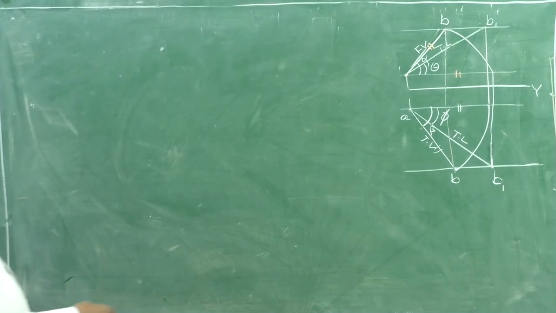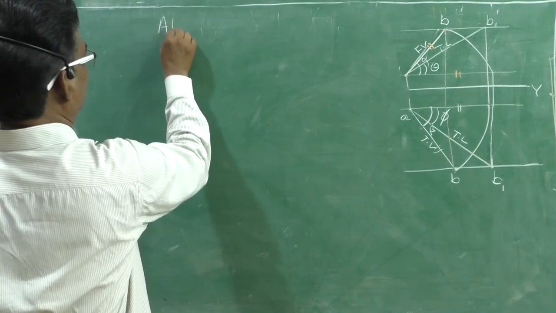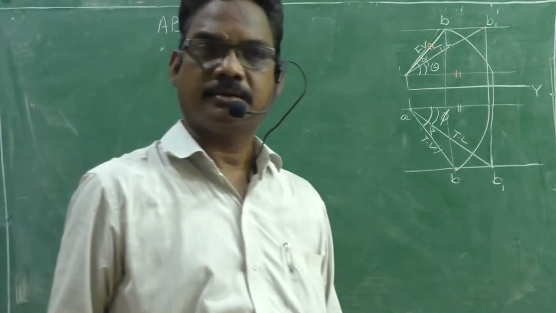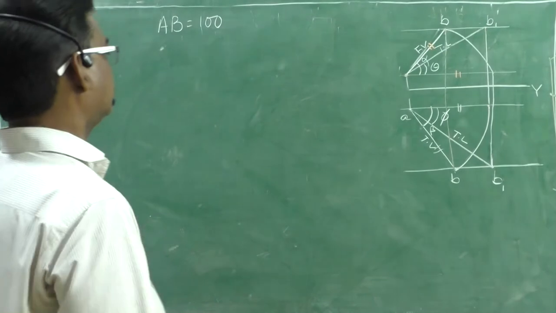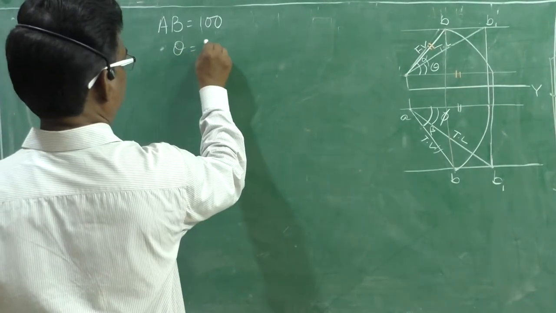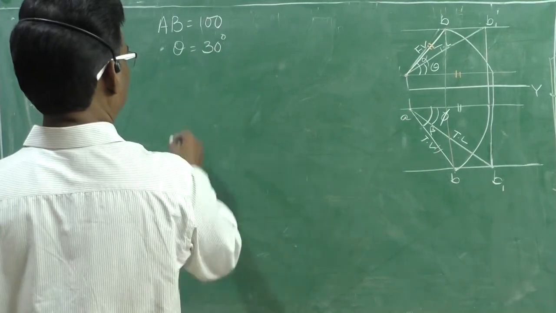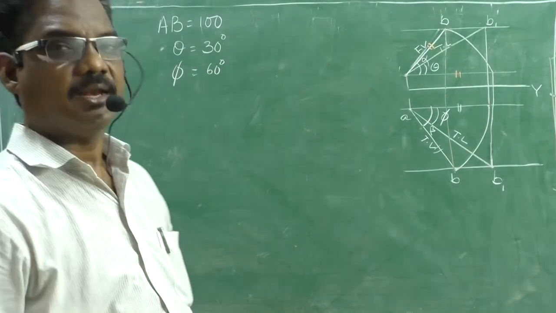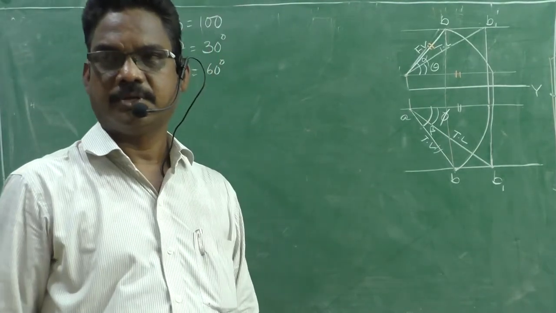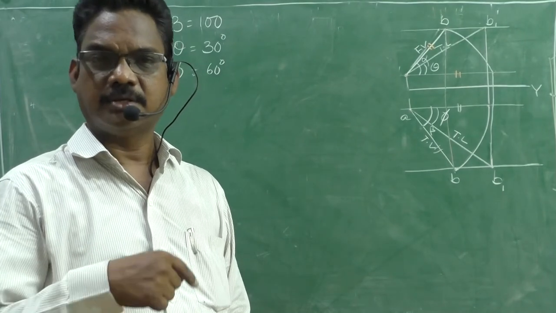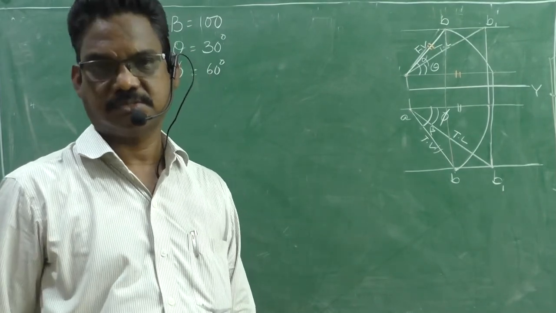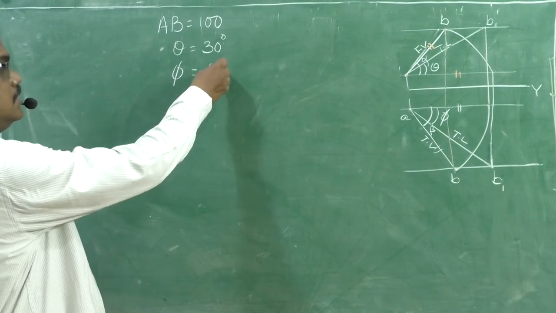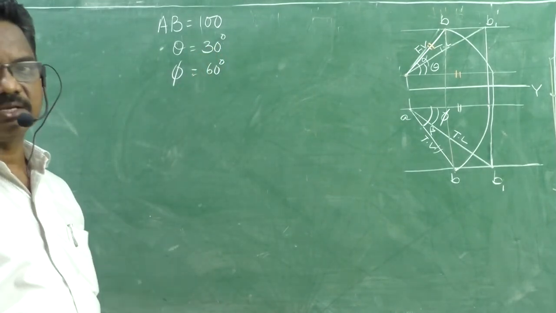A straight line AB equal to 100 mm makes an angle of 30 degrees with HP and 60 degrees with VP. End A is in the HP and end B is in the VP. Draw the projections. Okay, if the problem is like this, see, 60 plus 30 is equal to 90 degrees.